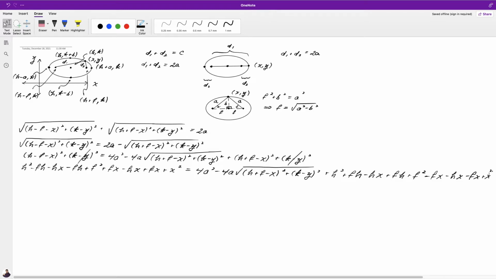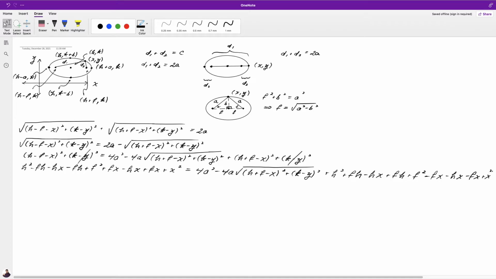All right. Let's examine that carefully and make sure that we have no errors. Okay. Looking at the left-hand side right now, looks good. Now looking at the right-hand side. Okay, very carefully. f squared minus fx minus hx minus fx plus x squared. Yeah, looks good.